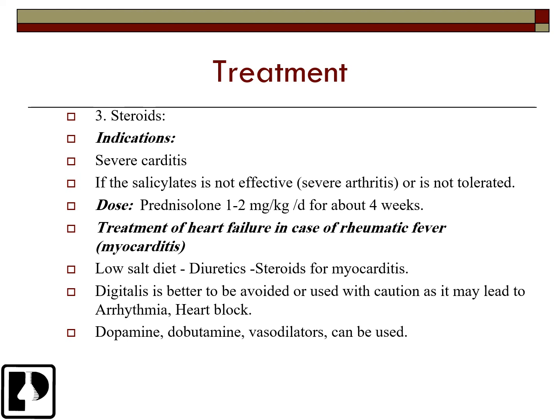The dose we give is prednisolone 1 to 2 milligram per kg per day for about 4 weeks. Treatment of heart failure in rheumatic fever myocarditis: salt-restricted diet, diuretics, and steroid for myocarditis. Digitalis is better avoided or used with caution as it may lead to arrhythmia and heart block. Dopamine, dobutamine, and vasodilators can be used.